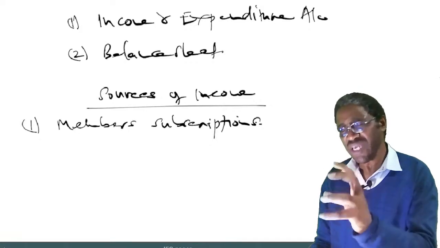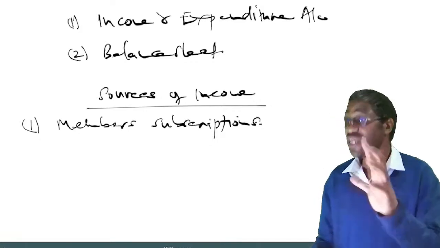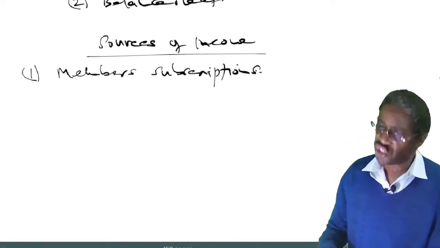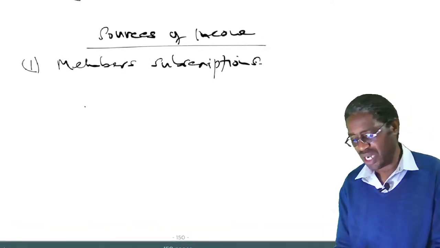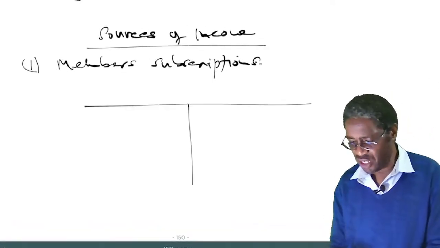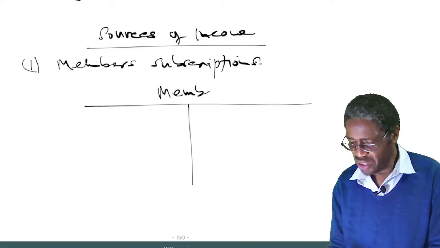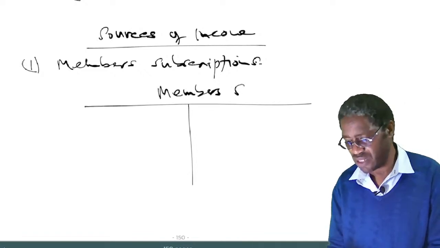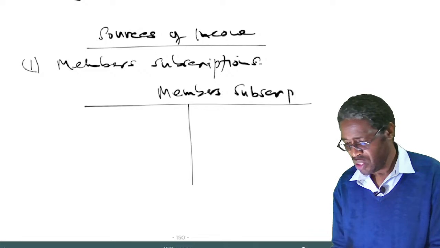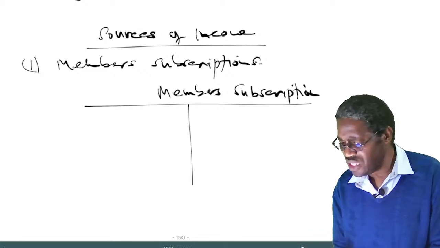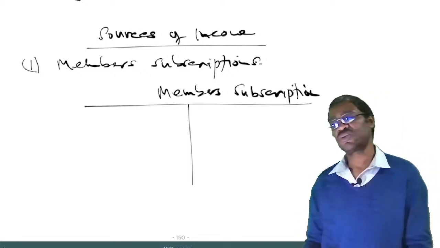So to determine the income for the year, we shall be preparing an account called member subscription. We want to determine the income for the year. How much are we supposed to receive? Not what we have received, no.